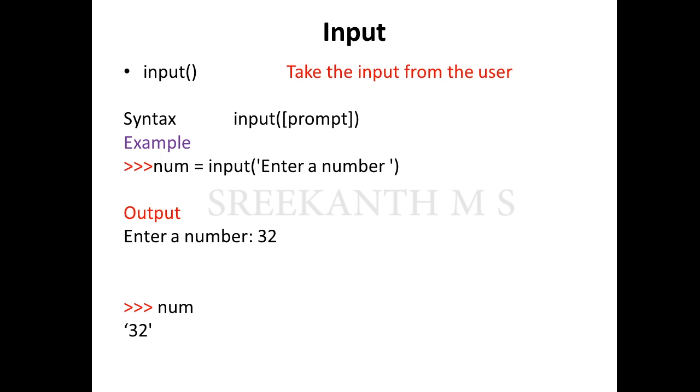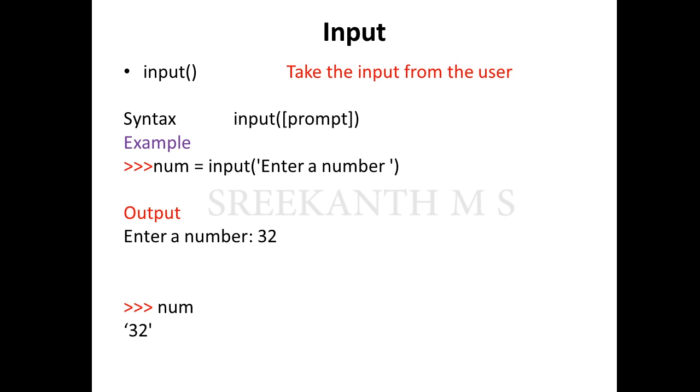Note that when we enter a value in Python without declaring it, it is by default a string. We can convert this string into different data types. For example, if we use the int built-in function, we can convert that string into an integer. Like that, we can use the float built-in function to convert the string into a float. So by default it is a string, and we can convert it into different data types.